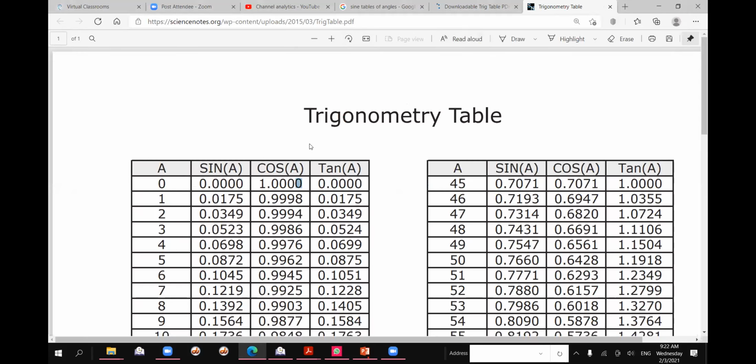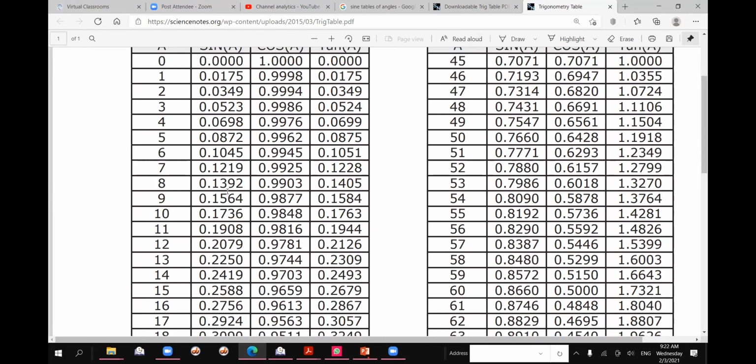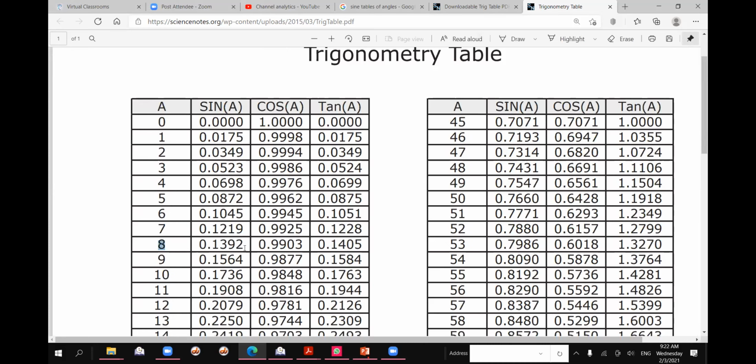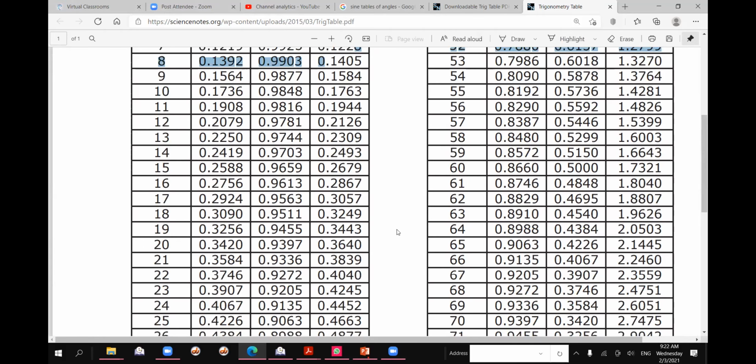Now, as an example, if I want to find the values for angle 8: sine 8 is 0.1392, cosine 8 is 0.9903, and tan 8 is 0.1405. This is without a calculator. You can use the table to find the sine, cosine, and tan for any angle.